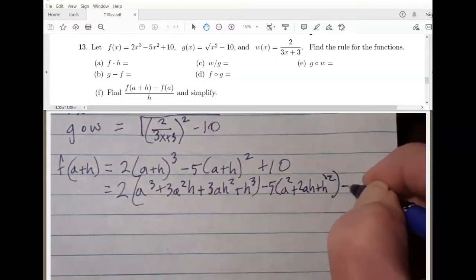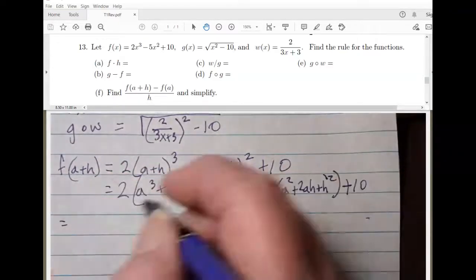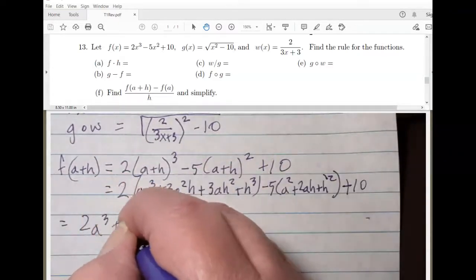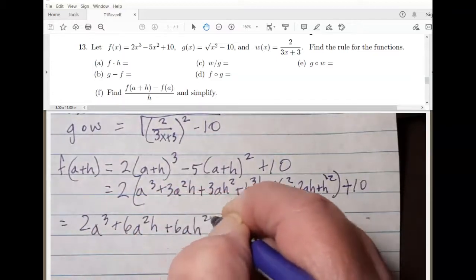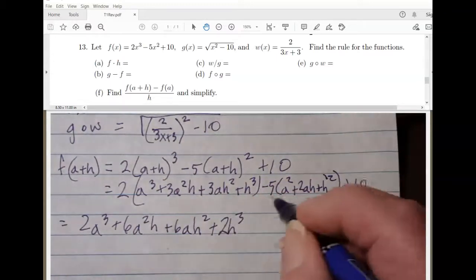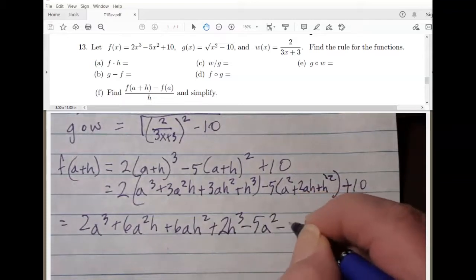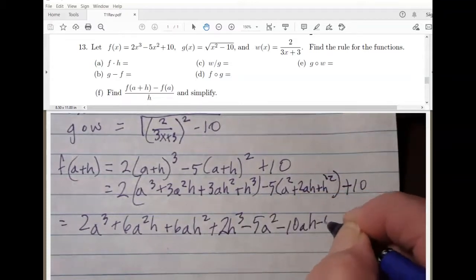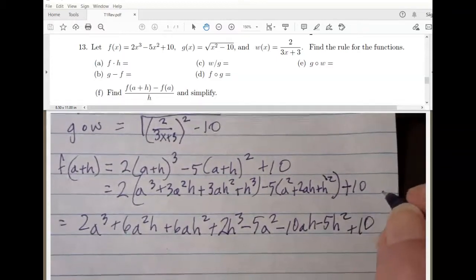And then plus 10. So writing this out further, we have 2a cubed plus 6a squared h plus 6a h squared plus 2h cubed. It's just this simple. Nothing to this. You need to know the formula, and then you're able to just multiply out. Minus 10ah minus 5h squared plus 10.